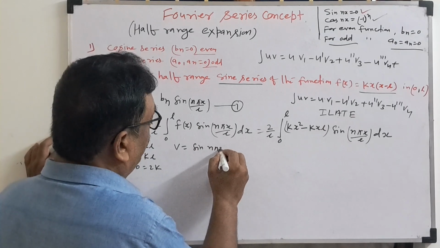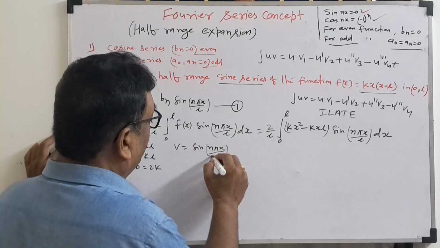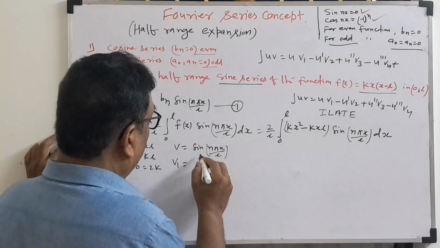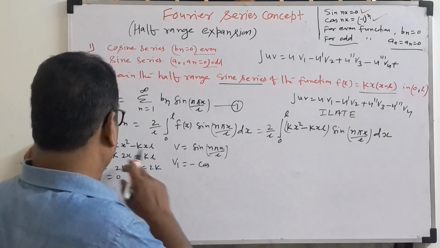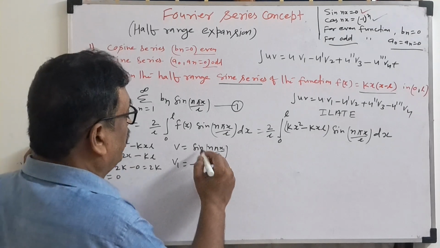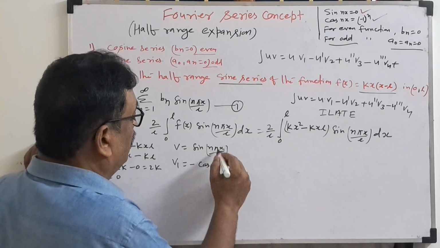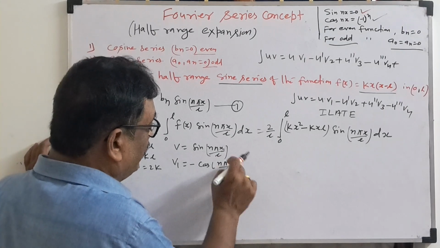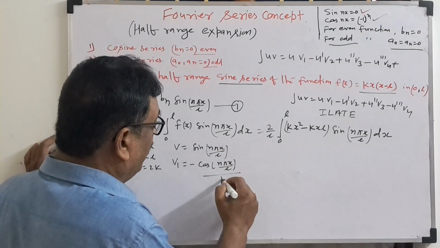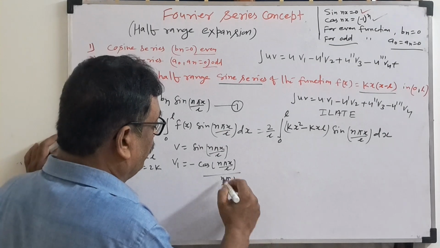Till now, v is equal to what is given? Sine n pi x by L. Now v1: sine, minus cos integration. V we are going to integrate, and u we will differentiate. So sine integration is minus cos, the same term you write, n pi x by L. Then differentiation of this with respect to x, n pi by L will come.